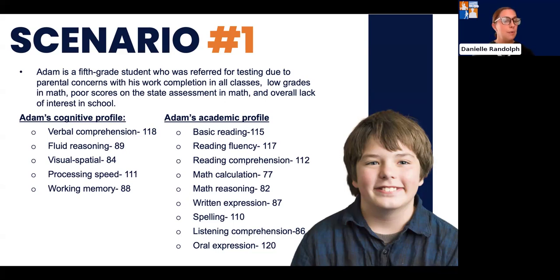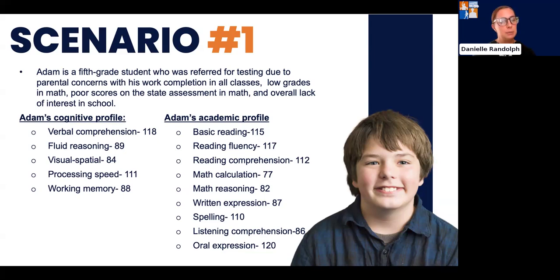Unfortunately, weaknesses for him are math, so the math calculation and the math reasoning. His listening comprehension was assessed, and that was on the border. Again, we see the working memory and listening comprehension. Oftentimes those go together because the assessment for listening comprehension a lot of times is asking a student to follow multi-step directions or hear something and manipulate that and then spit it back out. So working memory is utilized in those assessments.